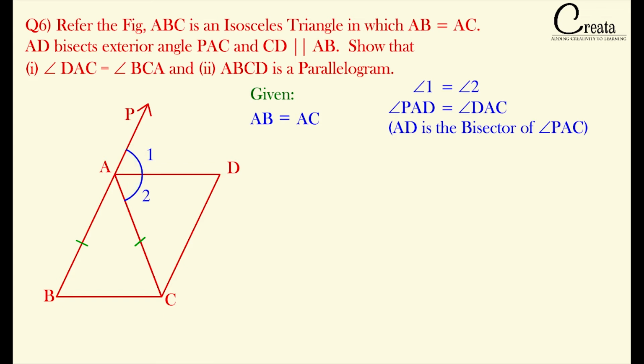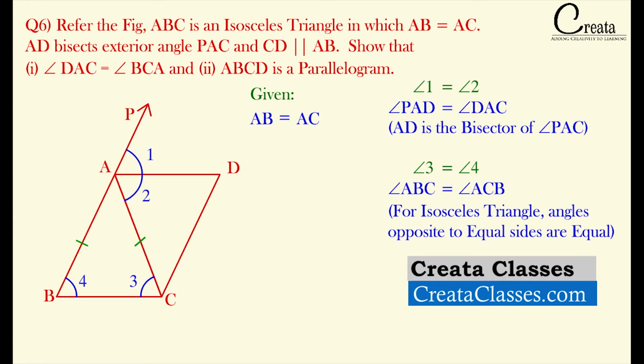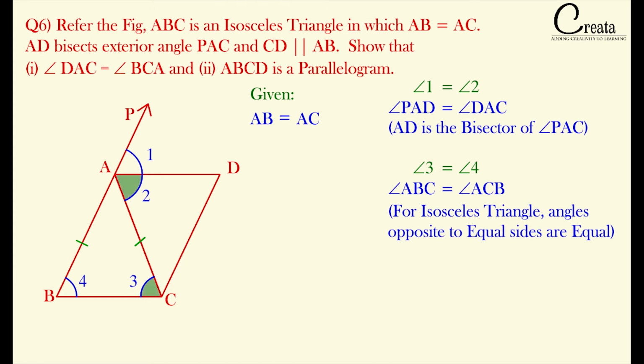Further, ABC is an isosceles triangle and we know the angles opposite to the equal sides of an isosceles triangle are equal to each other. That is, AB is equal to AC and the angles opposite to these equal sides are angle ABC and angle ACB. So both of these angles will be equal to each other. For simplicity, let's give the name to angle ACB as angle 3 and angle ABC as angle 4. So angle 3 is equal to angle 4. So till now we have got angle 1 is equal to angle 2 and angle 3 is equal to angle 4. We have to show angle DAC is equal to BCA. That is, we have to show angle 2 is equal to angle 3.